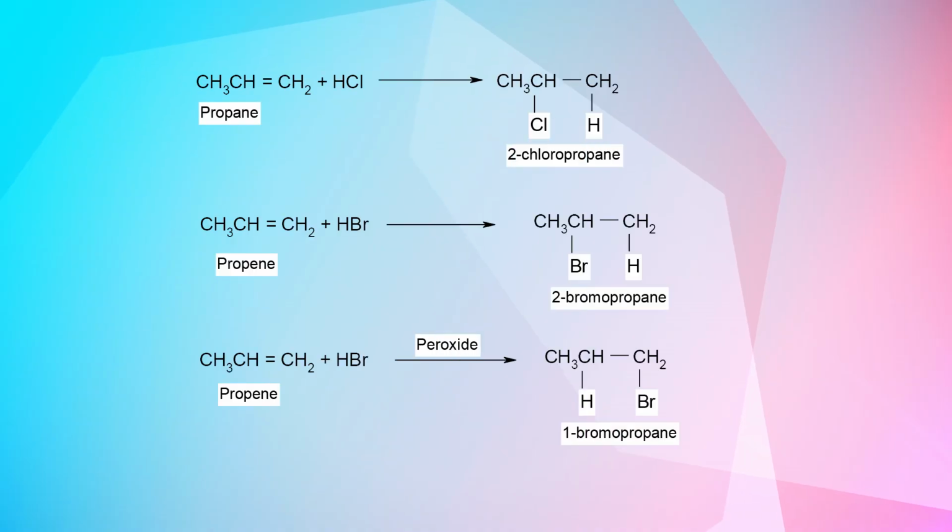If the alkene is unsymmetrical, as you can see on your screens, then the halogen will be added to one of the carbon atoms and hydrogen will be added as a proton to the other one. In the first reaction, propene is treated with HCl and we get 2-chloropropane. When we treat propene with HBr, we get 2-bromopropane, and when propene is treated with HBr in the presence of peroxide, we get 1-bromopropane.